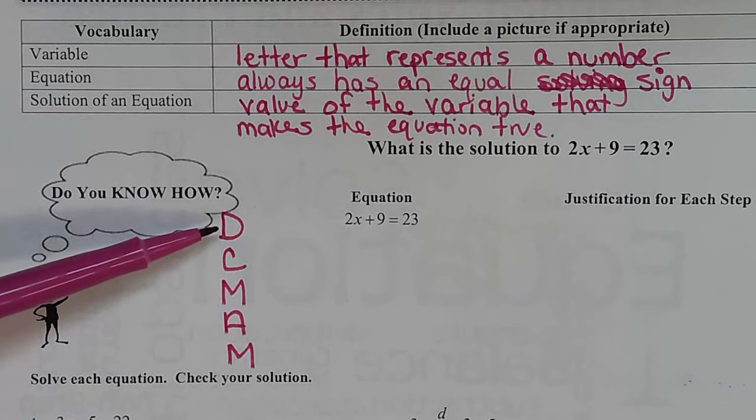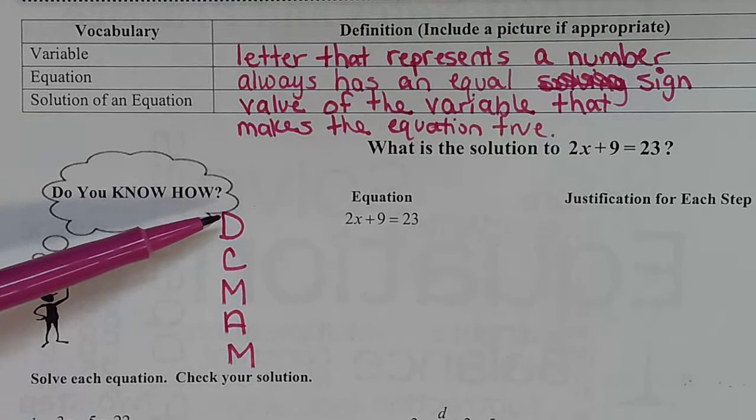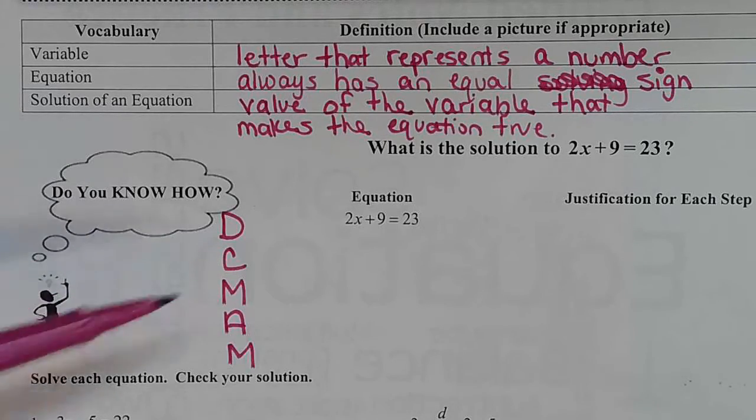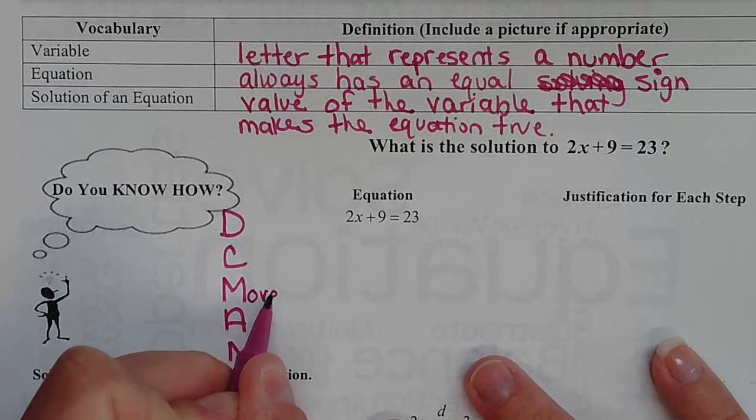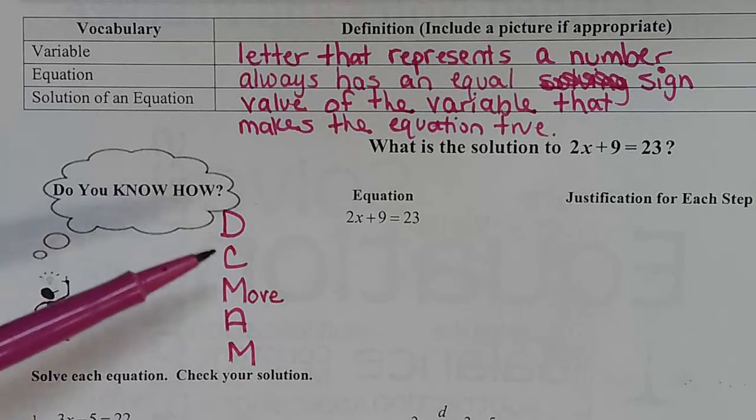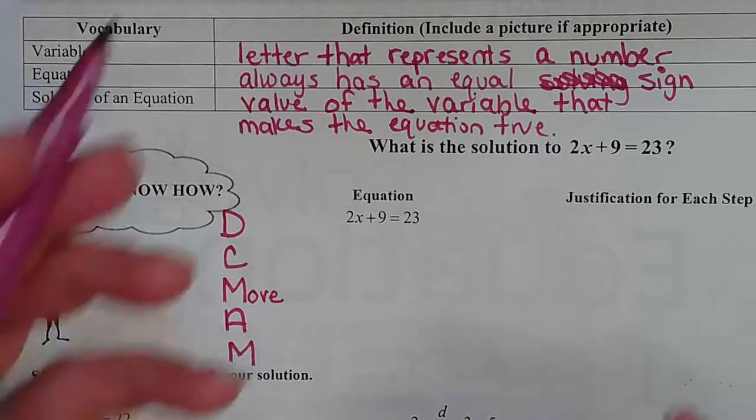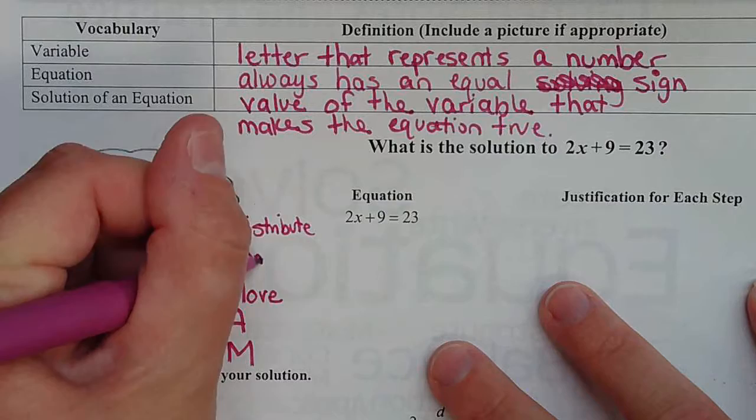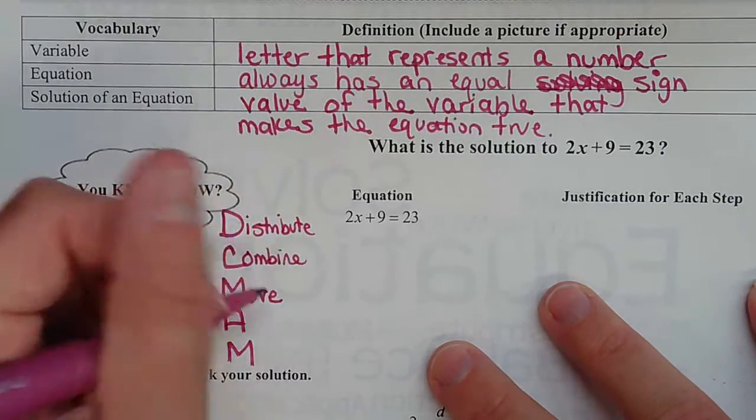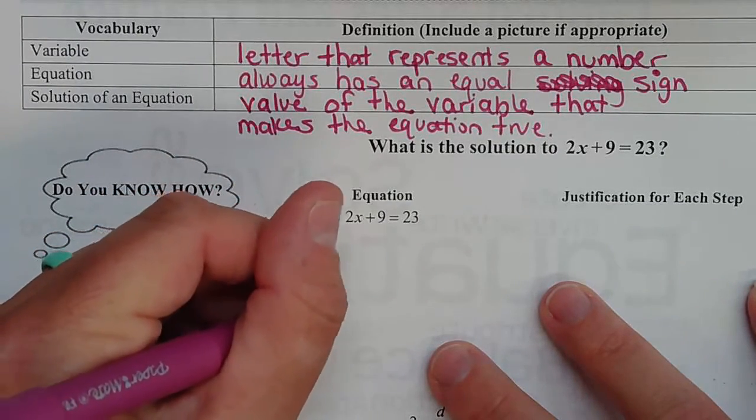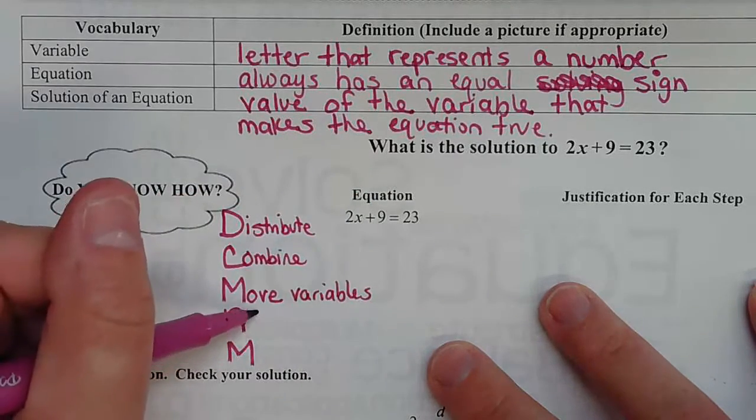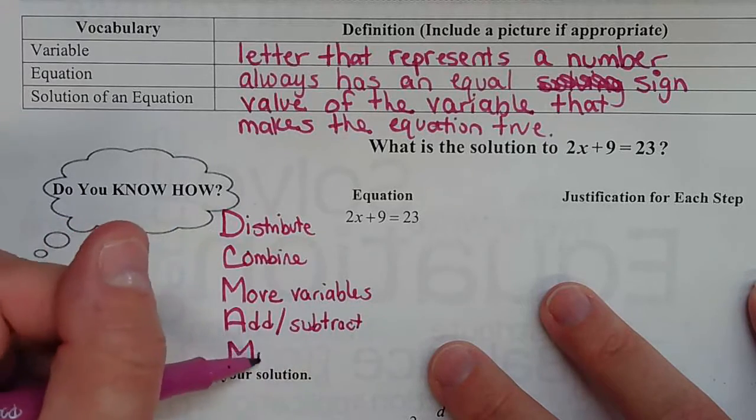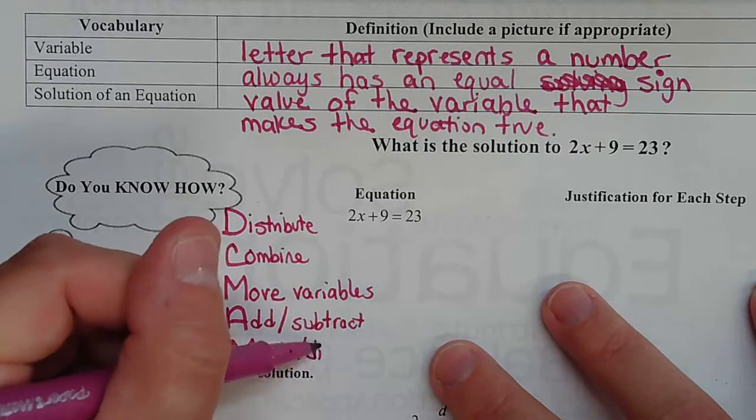D stands for distribute. So if you have distributing, you're going to do that first. Then you're going to combine like terms. Then this M is move your variables. So you're going to distribute, then combine like terms. Then you're going to move your variables. Then you're going to do the adding or subtracting. And then you're going to do the multiply or divide.